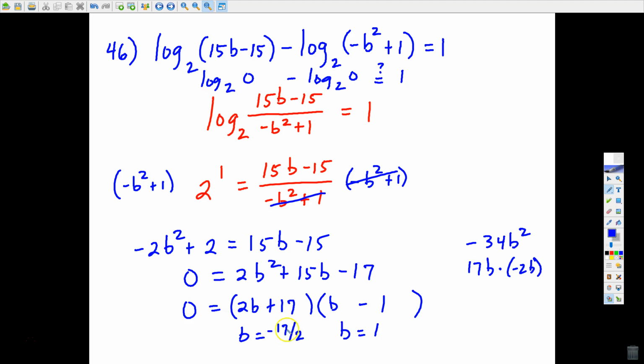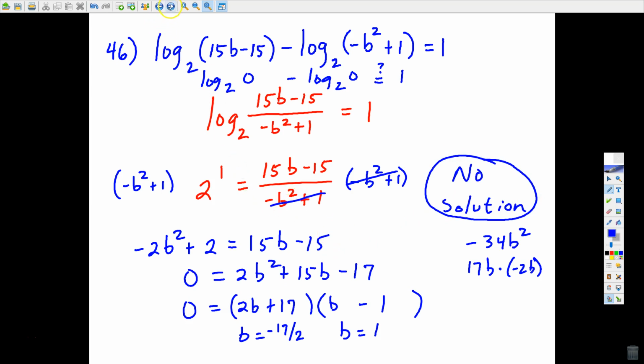And here, when we do negative 17 halves and square it, it becomes positive, but then this makes it negative. So that means we're going to be doing the log of a negative number. Negative 17 halves plus 2 halves will be negative 15 halves. So all that work for number 46, we came down to 2 possible answers, but as it turns out, there is no solution. Neither one of these makes the equation true.